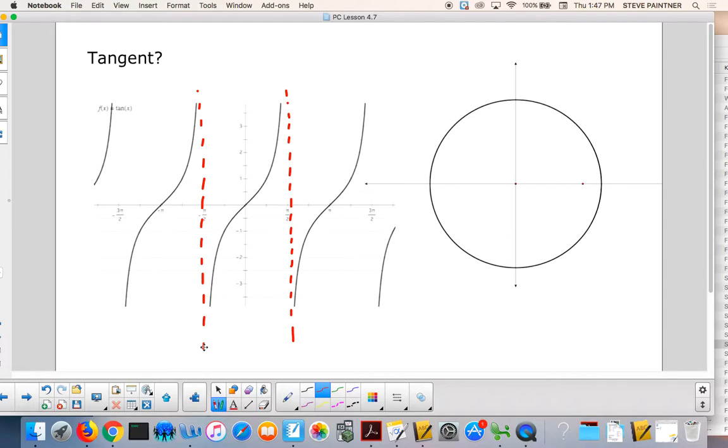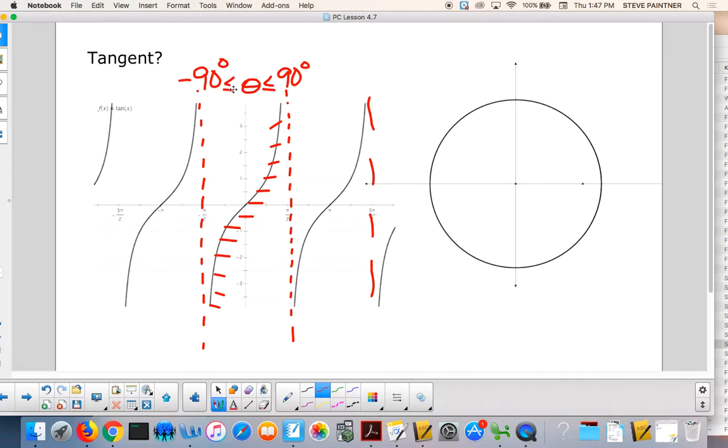Because tangent's undefined where? At 90, at negative 90, at negative 270. This would be positive 270. So tangent's undefined in places. So what we do is we just look at one of these little segments right here. Does it have an inverse between here and here? Yes. This limit is what? 90. Back to what? Negative 90. So basically, your domain is right here.